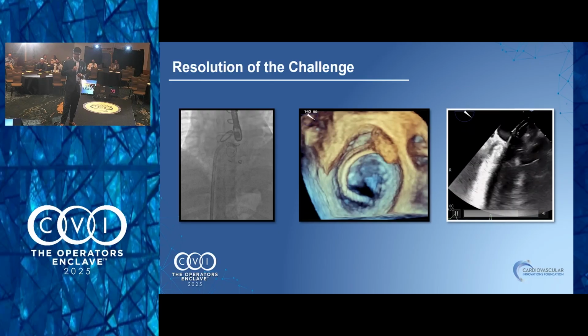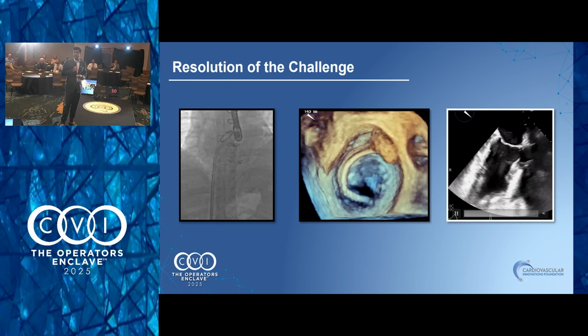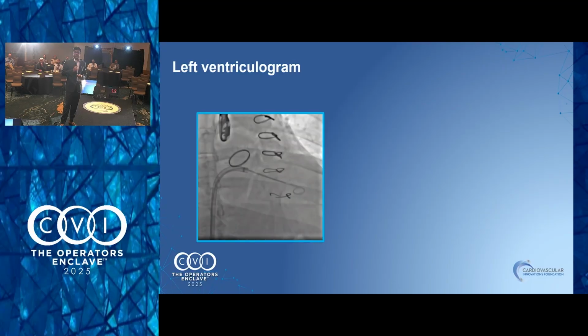That's a good point, and that's what we tried with a bunch of things. But the issue here is the flow that is going this way, and I think it's a very small hole right there. It's hard to see on this image, but we did an LV gram as well. Let's see if that shows anything different. This was a 20 at 40 injection. I couldn't really see where it was coming from. Let me play this again. The LV gram really didn't help much.